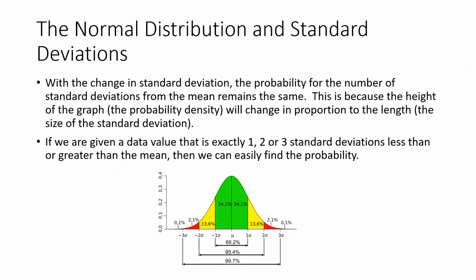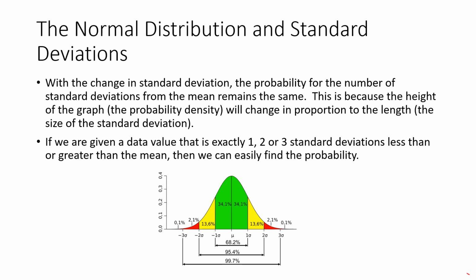What is the rule for how standard deviations work with the normal distribution? Now, with the change in standard deviation, the probability for the number of standard deviations from the mean remains the same. Okay, what does this mean? It doesn't matter what the standard deviation is, or the mean is. If we know how many standard deviations from the mean, remember that is calculated from the z-score, the probability always remains the same.